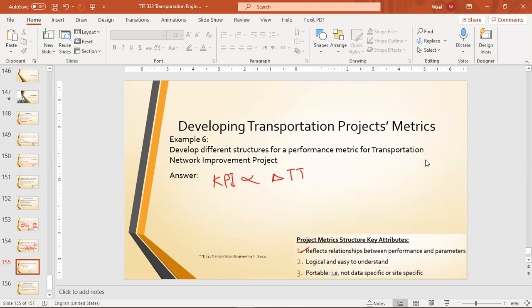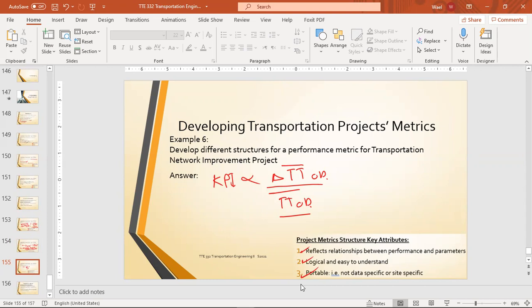Okay, is it logical and easy to understand? Yes. Is it portable? No, because the change in travel time is a numerical value, so it should be linked to a reference point. For example, the change in average travel time between OD pairs divided by the average travel time for OD pairs. This way it's portable, so we can compare before and after.